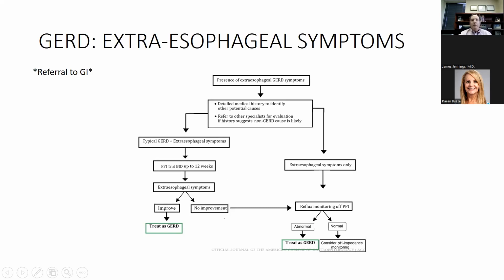not the most common. I do want to mention it, but if you have these kinds of patients, we bump up the dose of PPIs, we bump up the duration, but these ones are difficult for any gastroenterologist to treat. So I would refer these to us.